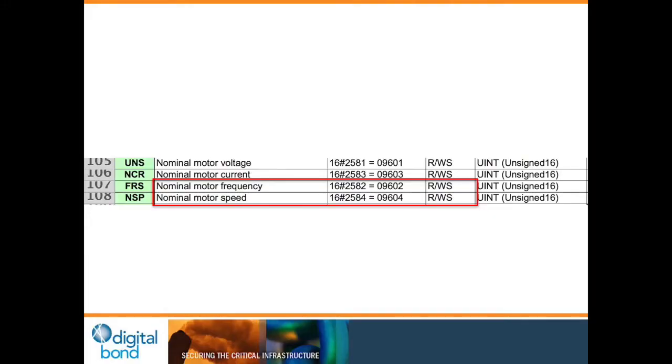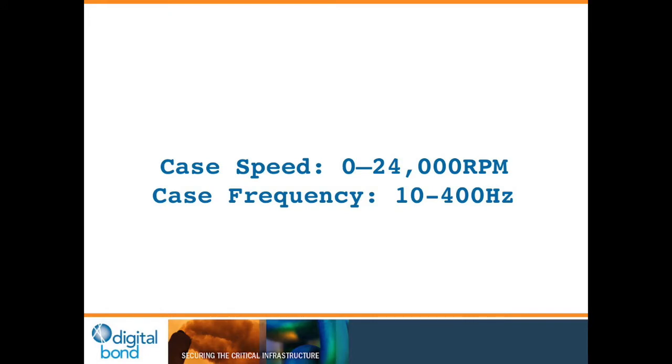So if somebody sets a set point for the motor, the VFD would do this math automatically to figure out what frequency it has to run at to match that set point. But of course, the frequency drives all have this nice readable and writable setting for the nominal case speed and case frequency. In the case of the Altivar, at least, the R/WS means you can only write to this setting while the motor is stopped. You can't do it while it's running, thank goodness. But it's still readable and writable with no authentication. So the case speed, you can set in this particular frequency controller from 0 to 24,000 RPMs. You can set the case frequency from 10 to 400 hertz.